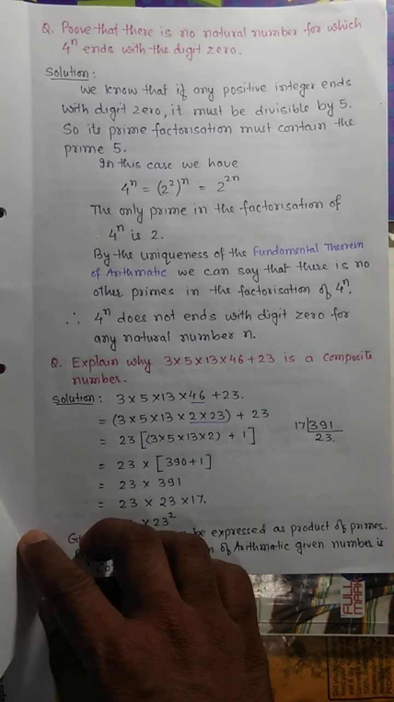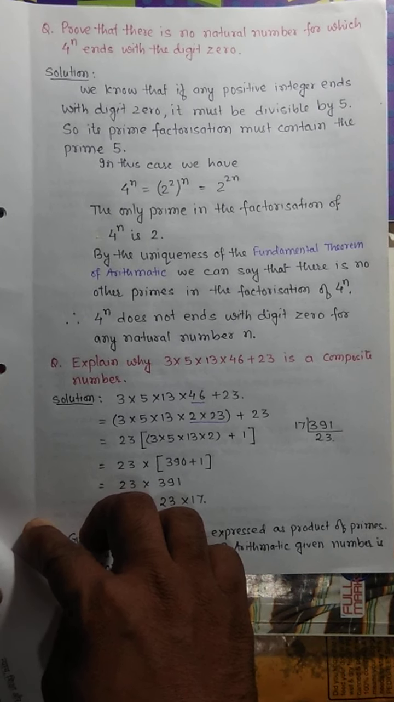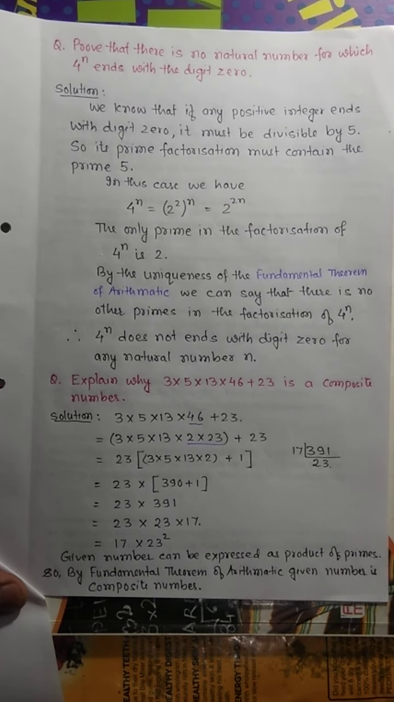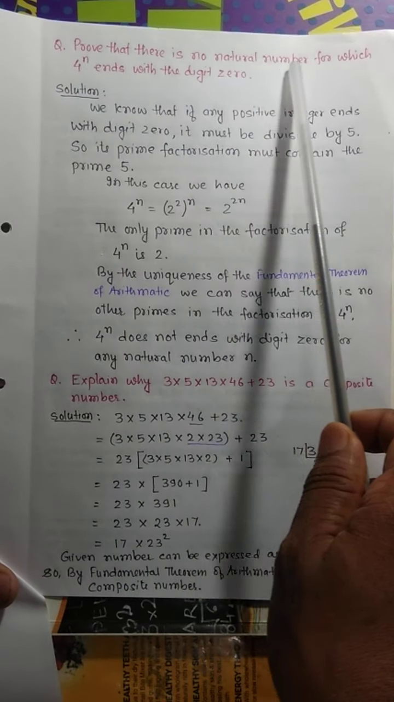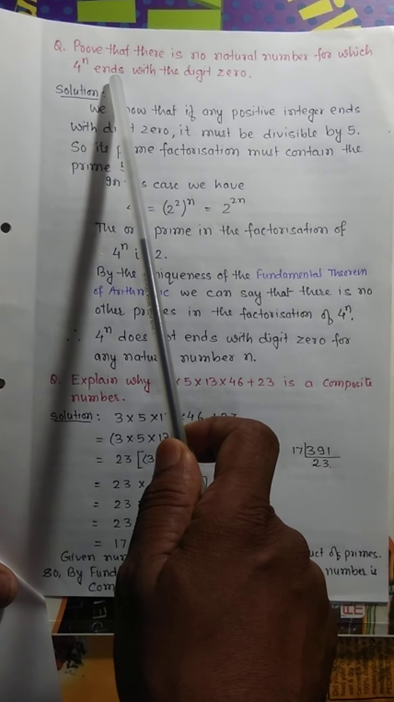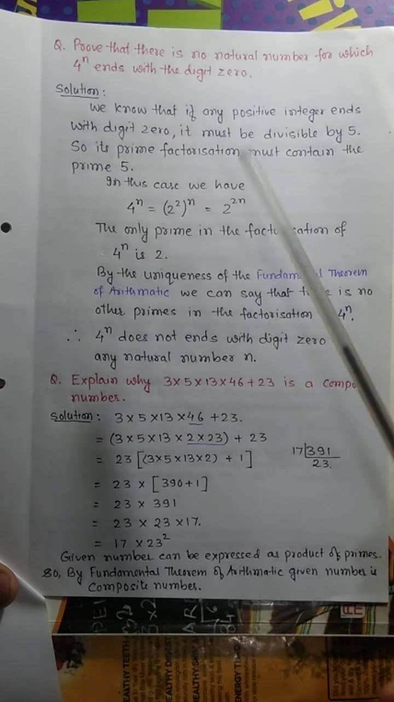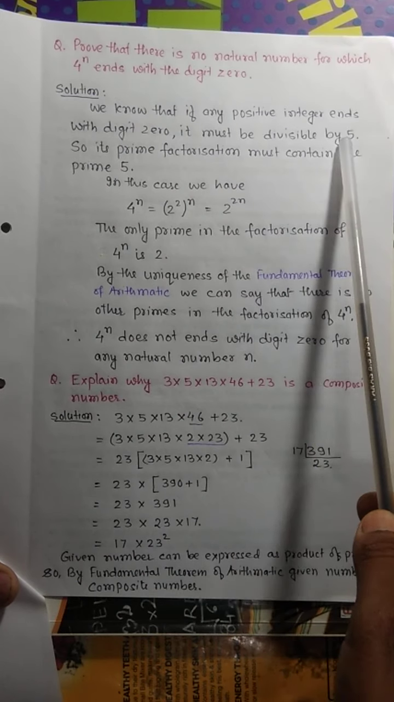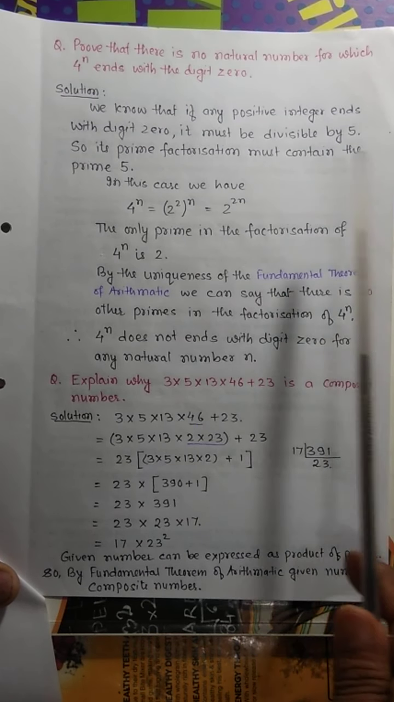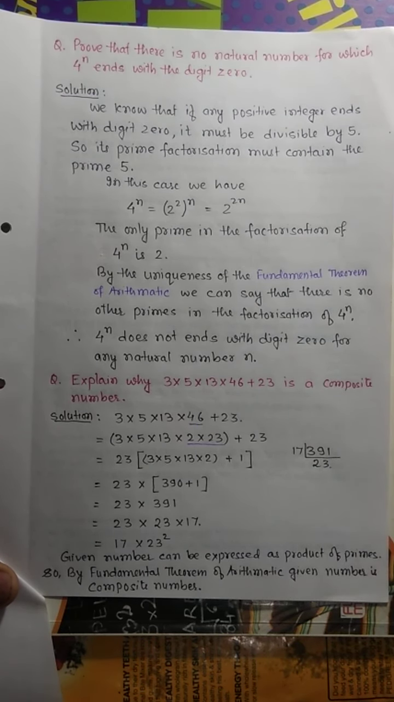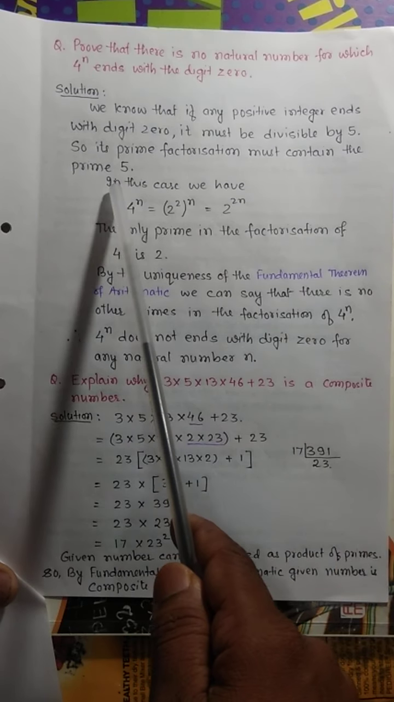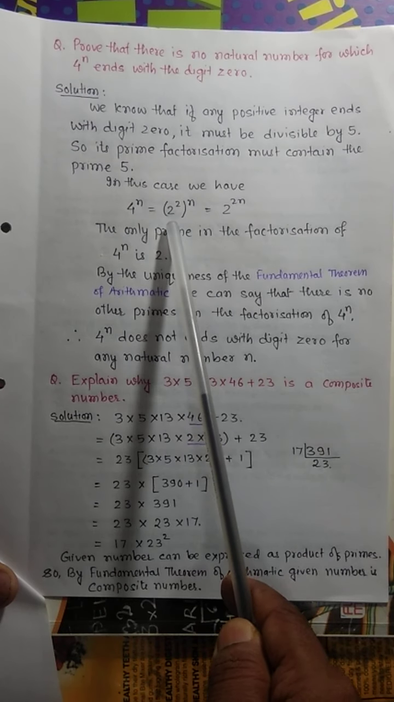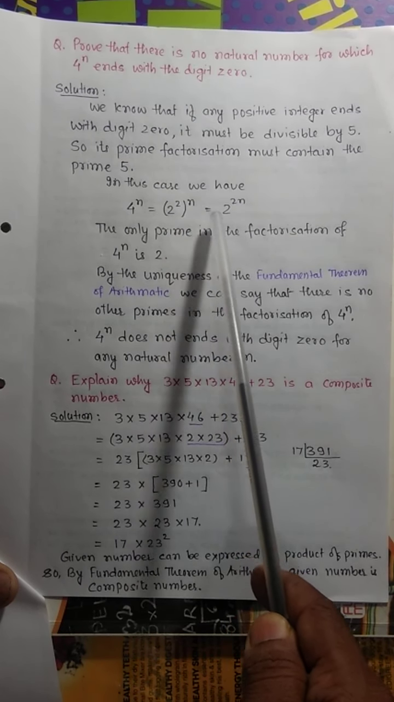Now let's move to one more question. Prove that there is no natural number n for which 4 power n ends with digit 0. We know that if any positive number ends with digit 0, it must be divisible by 5. So its prime factorization must contain the prime number 5. In this case, we have 4 power n equal to 2 power 2 whole power n. That means 2 power 2n.